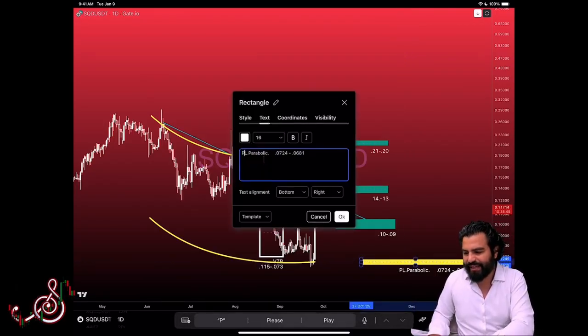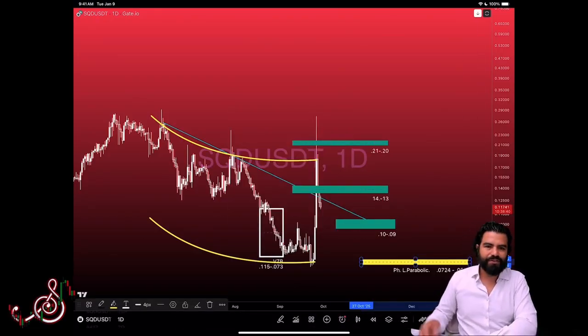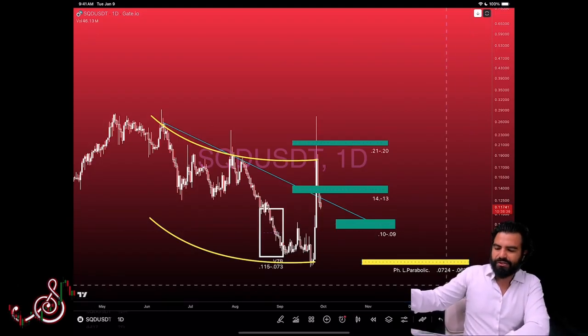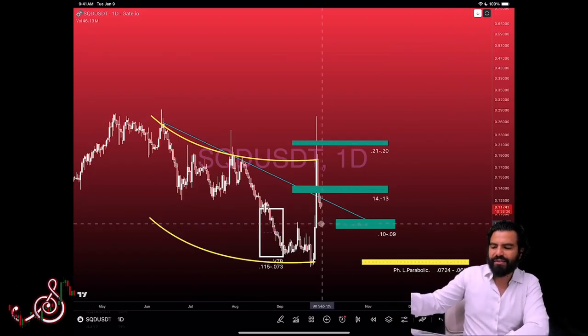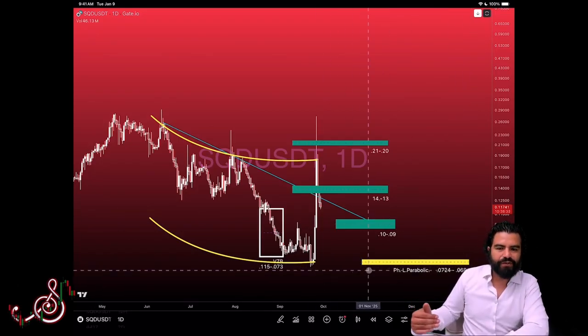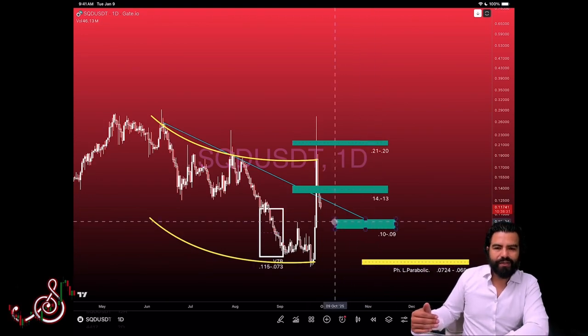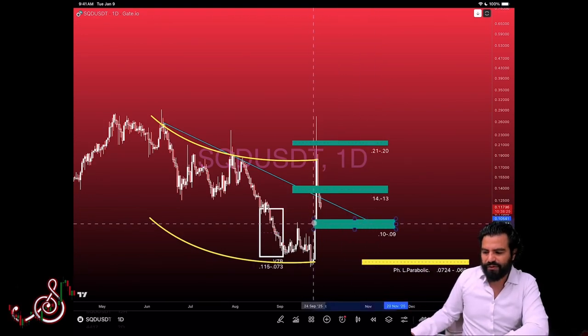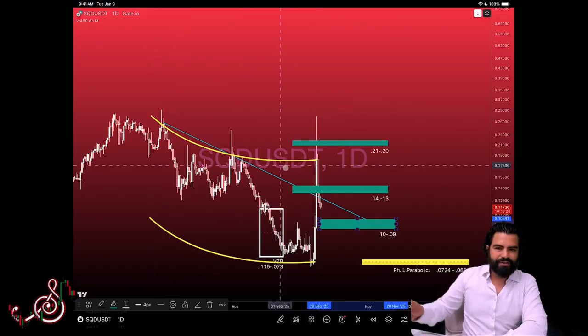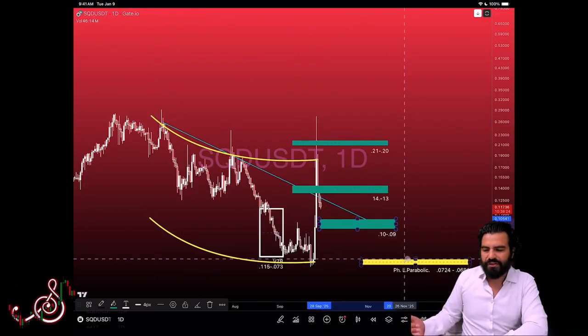So we can label this as a PL or PHL parabolic, okay, just for abbreviation. And that's going to be closer to 0.724 and 0.58. So this is where we want to make sure we focus on this being a support. Now, I'm not saying that the support here at 10 won't be a support, but if our angle is not holding, you're going to be looking for Squid to come much lower.